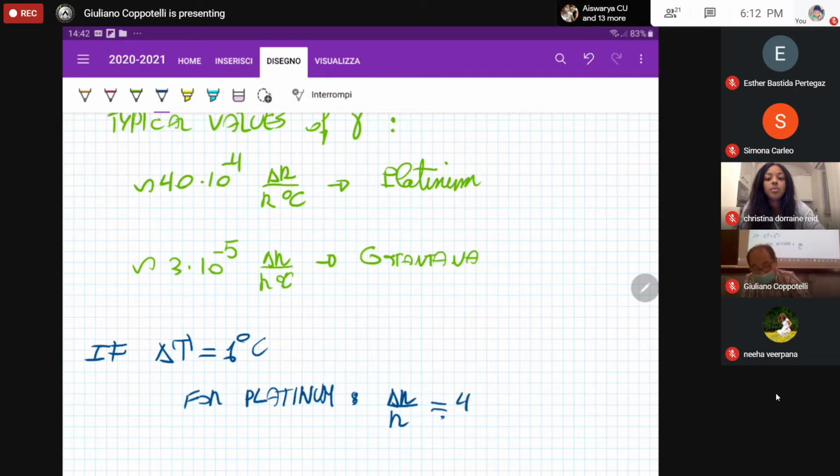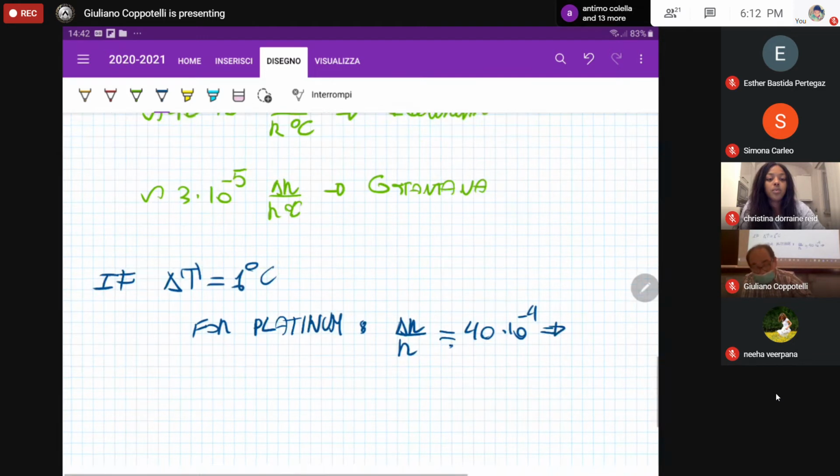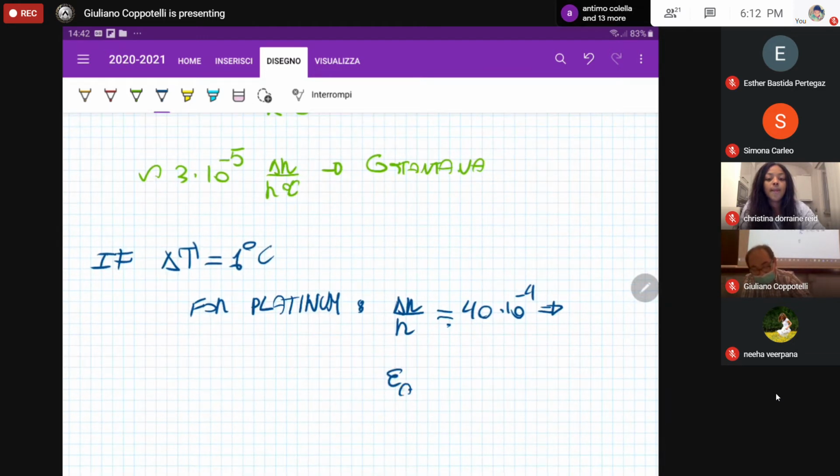about 40 times 10 to negative 4. And therefore, what we got is the apparent strain that is induced by that, of about 800 microstrain. Of course, per unit of degree Celsius, if you want to be sure.